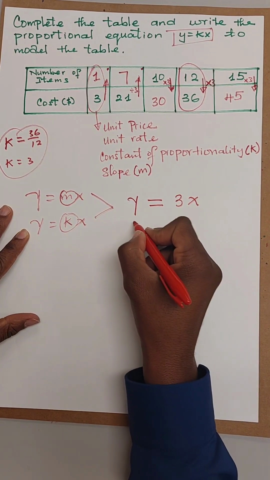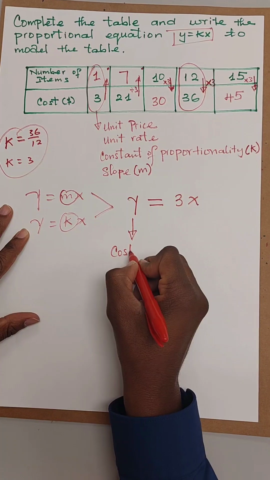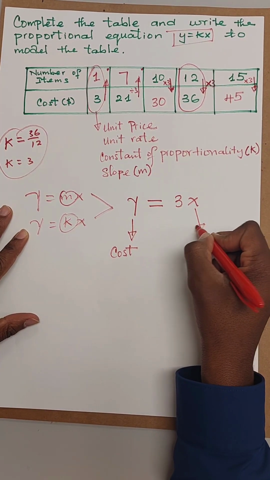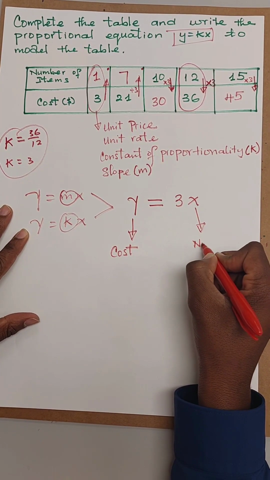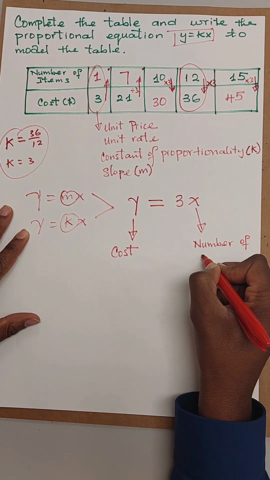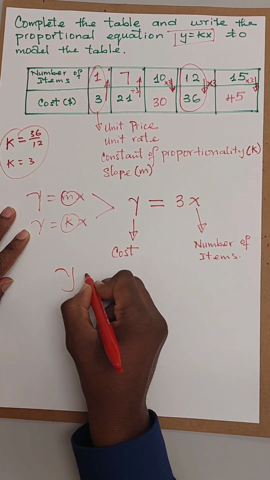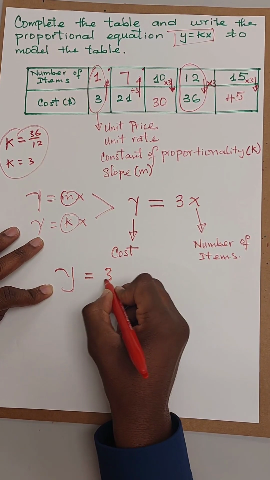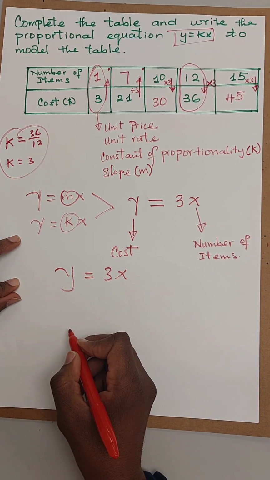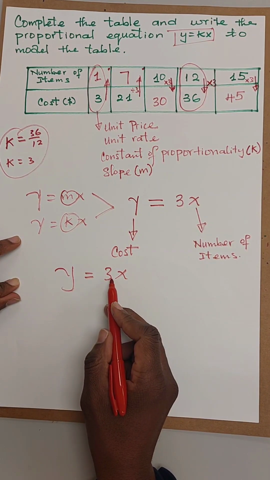Okay, but what does this y represent from that table? The y represents the cost. What does this x represent from that table? It represents the number of items. How do we use this equation? Okay, the equation says the cost is 3 times the number of items. So if I am buying one item, then I multiply that one item by 3.